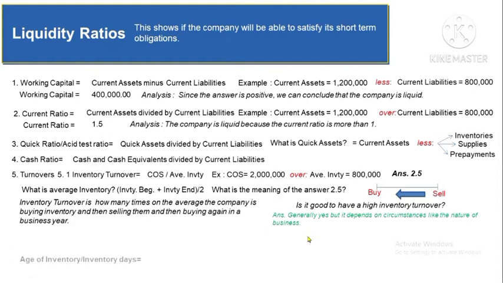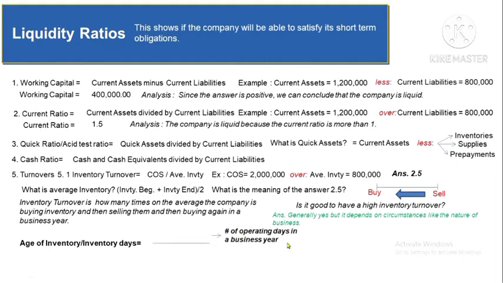So, let's go now to the age of inventory or inventory days, which is related to inventory turnover. This is still a fraction where the numerator is the number of operating days in a business year, which can be 360 or 365 days if ever you are operating every day. But for example, if you are closed on Saturdays and Sundays, then it will be revised. But for this example, we're going to use 360 days.